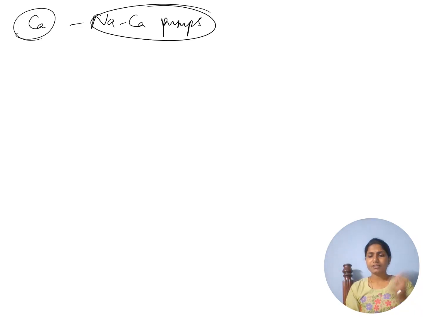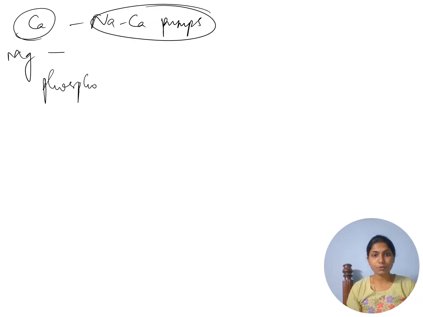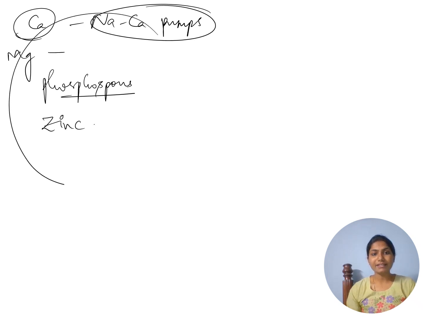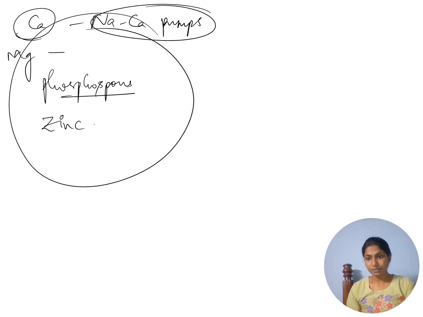Other trace elements are calcium. Calcium is also very important, and there are sodium calcium pumps which help in the shift of calcium from the mother to the baby. And there are other elements such as magnesium, for which there is a magnesium transport protein, and phosphorus, with sodium-mediated phosphorus transport, and even zinc. All these elements are very important for the baby.